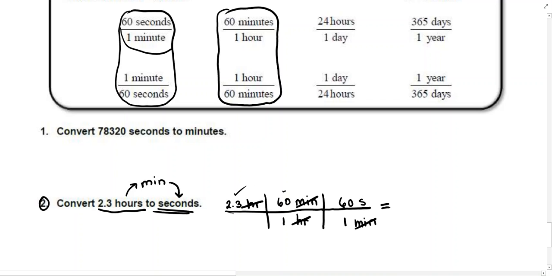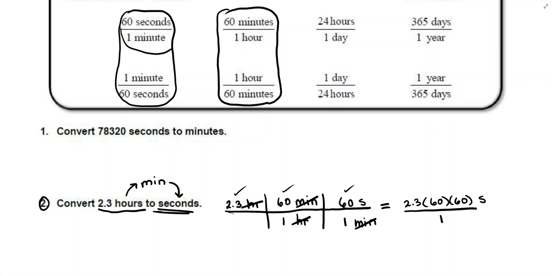So in collecting all the numbers, it is 2.3 times 60 times 60. Carry the unit seconds over, just 1 in the denominator. All right, so let's see what the calculator gives us for this. So 2.3 times 60 times 60. You get 8280.